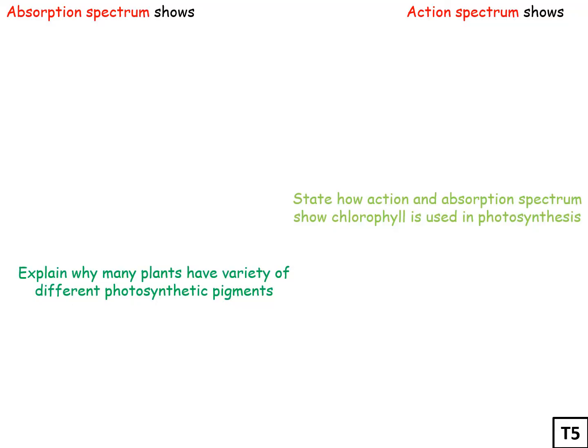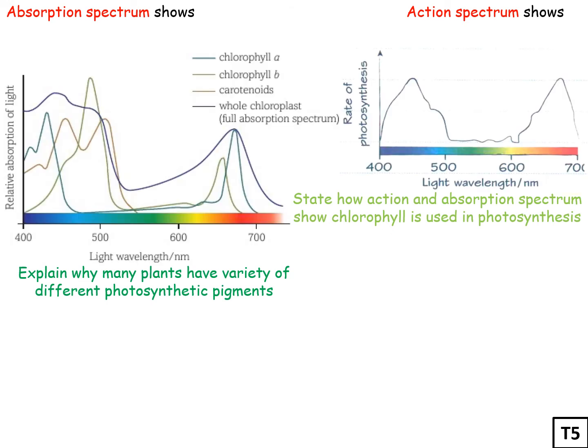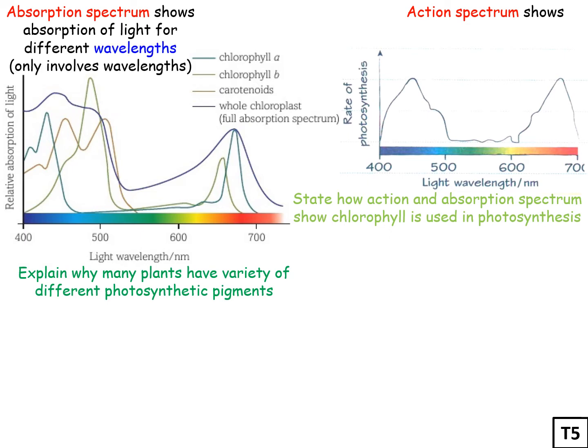There are two types of spectrums related to photosynthesis. We've got the absorption spectrum and the action spectrum. The absorption spectrum shows the absorption of light for different wavelengths, and this only involves wavelengths. So you can see there are lots of different types of photosynthetic pigments that plants and algae can have, and we can see the different absorption of light for those different wavelengths. So for blue light or green light or red light, we could then compare the amount of light that is absorbed on those different wavelengths.